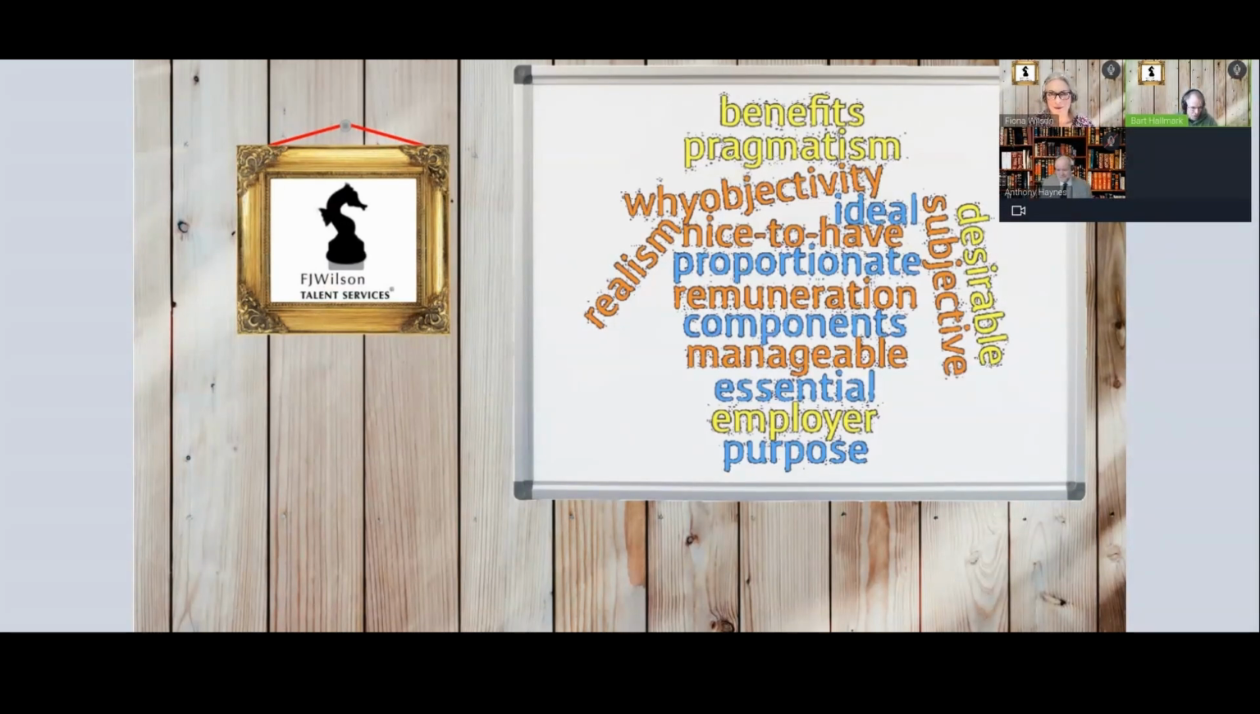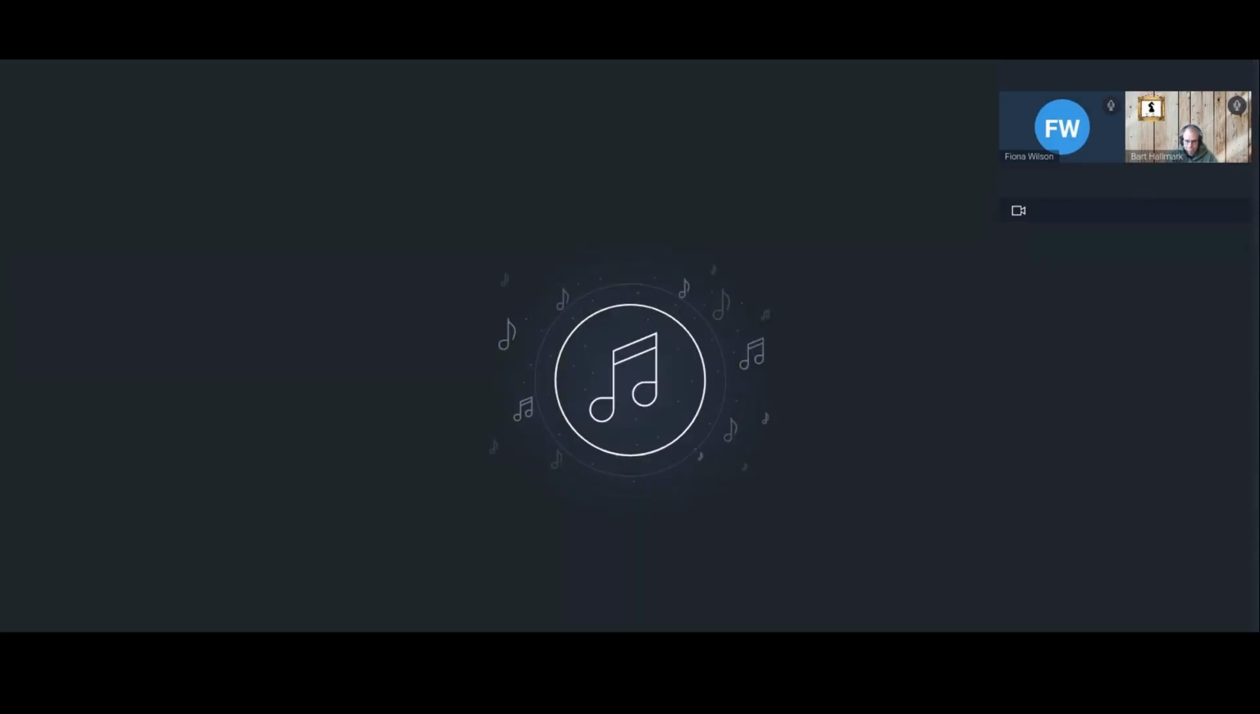So without further ado, let's move on to the first topic. And the first topic is all around what is the first problem area with job descriptions? The current role.